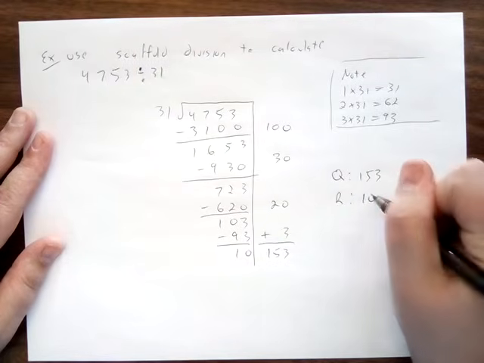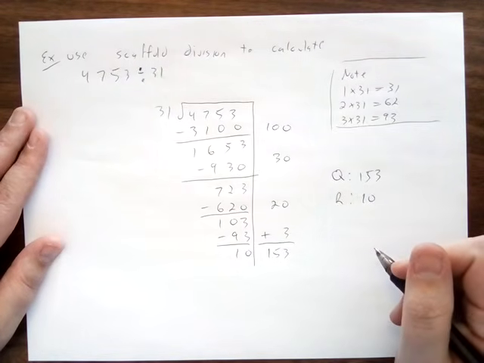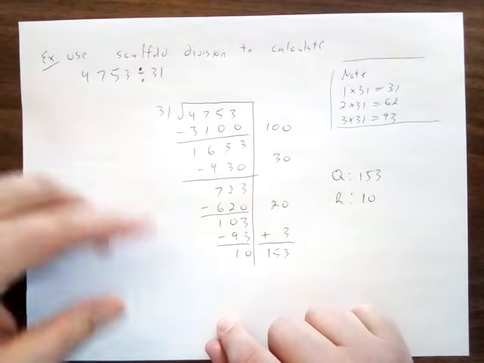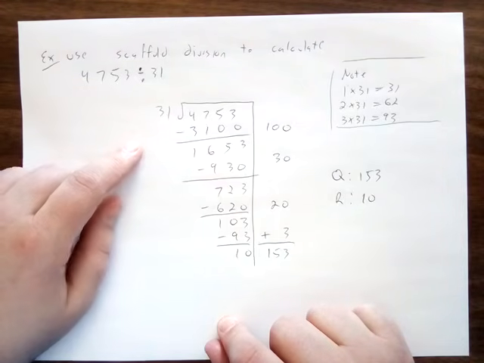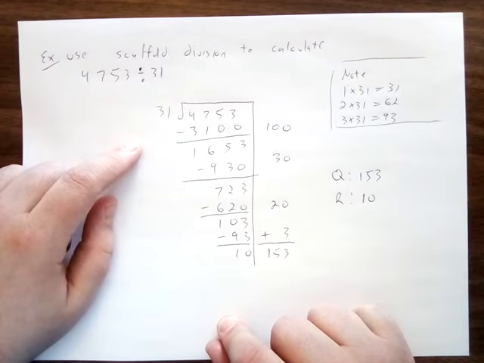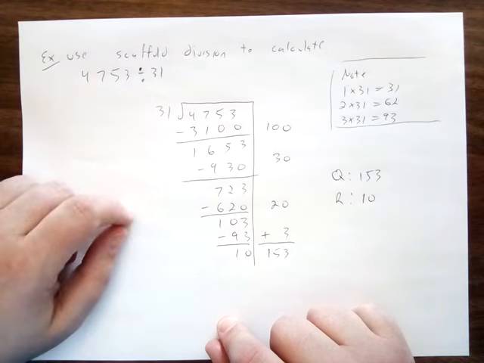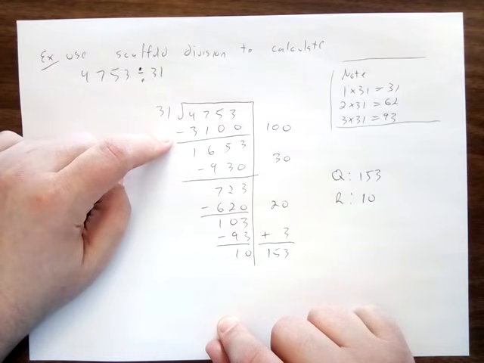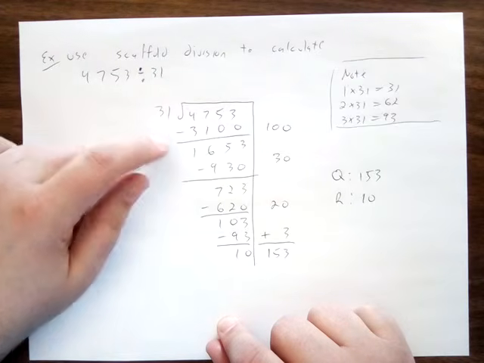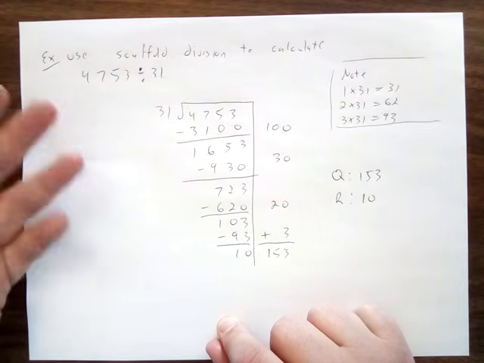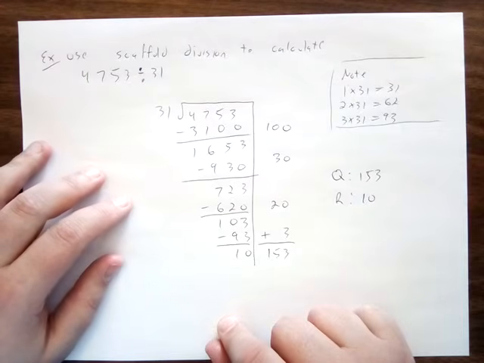Of course, this is an approach, not strictly speaking an algorithm, in the sense that everybody who does this problem with scaffold division may wind up with a different set of steps that they'll carry out. I started with subtracting 100 groups of 31. Maybe you might have subtracted a different number at the beginning. As long as you're subtracting convenient multiples of 31, then you are doing scaffold division correctly.